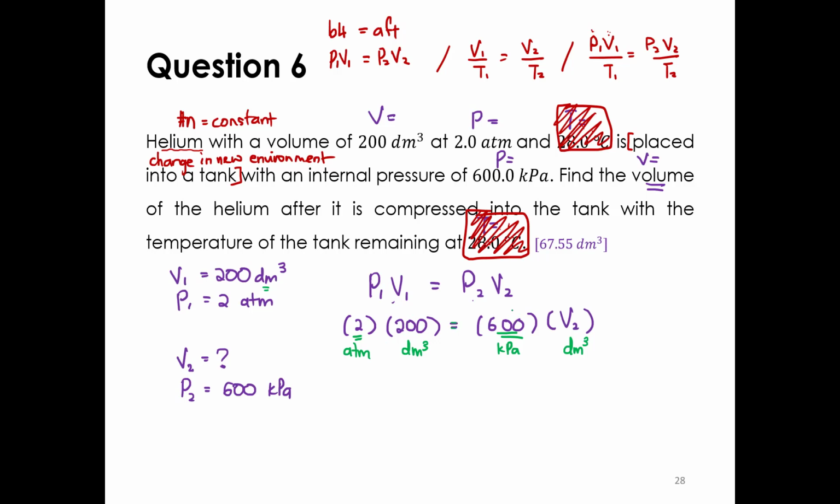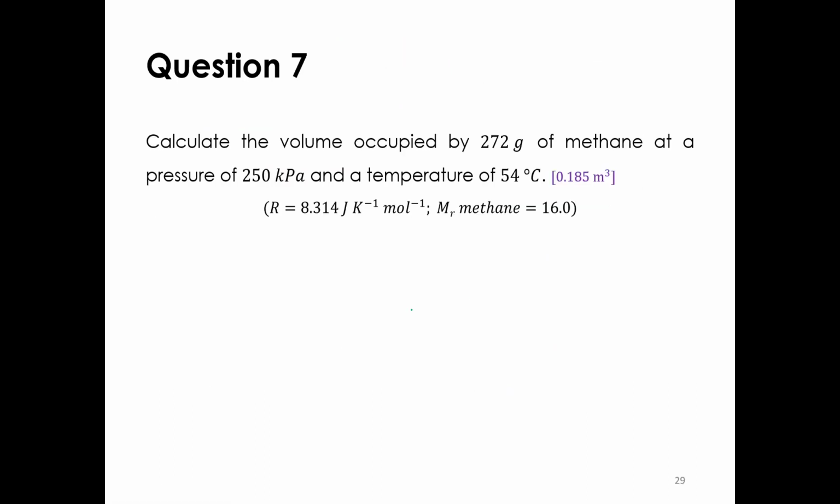We can either change the kilopascal to atm or change the atm to kilopascal. It will be easier to do it this way because 1 atm equals 101.3 kilopascal, so I'm going to multiply the atm value by 101.3. Then you can solve this equation and get your V2 in decimeter cube. I'm going to leave you to solve since the working is already here. Proceed to question number 7.